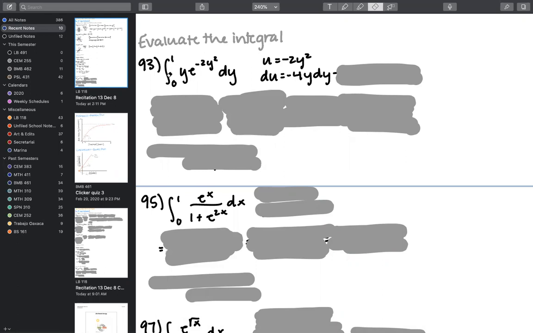We don't have that 4 yet. So what are we going to do? We're going to do a manipulation so that negative 1/4 du, when we plug that in for y dy, that negative 1/4 will cancel out with the 4 when we take the derivative of what's raised to the power in Euler's function.